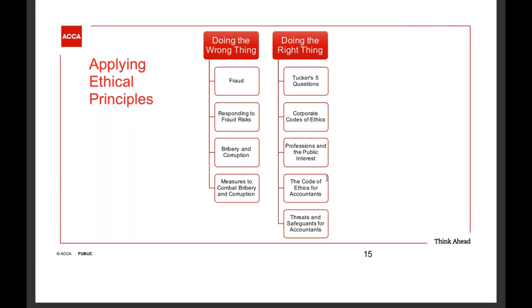All right, and not just by the staff, it can also be by the board, the top management. So under applying these ethical principles, it will be divided into two. Ethics is all about doing the right thing, and not doing the wrong thing. Right? So fraud is basically one of the obvious things that you are not supposed to be doing.